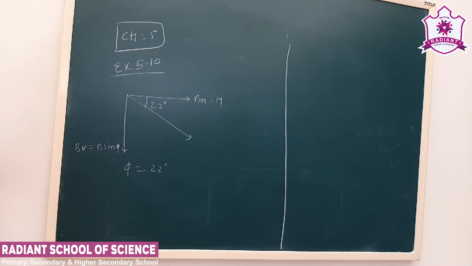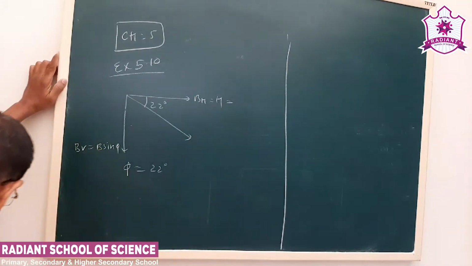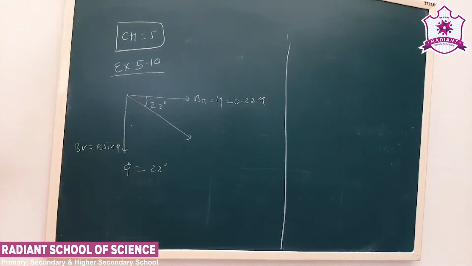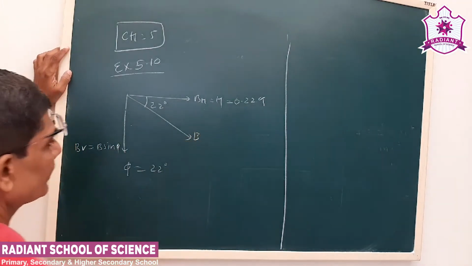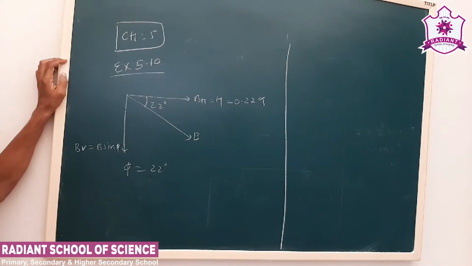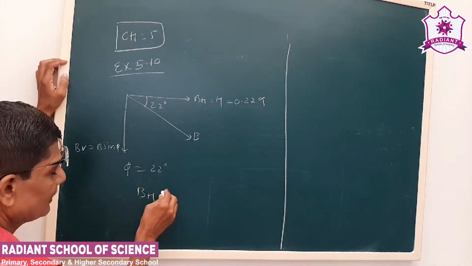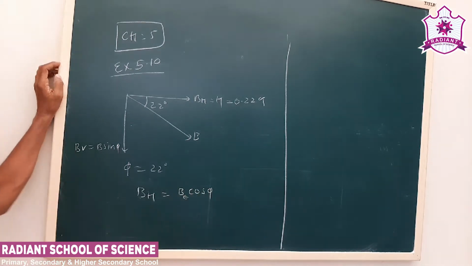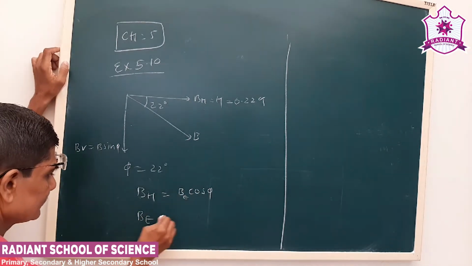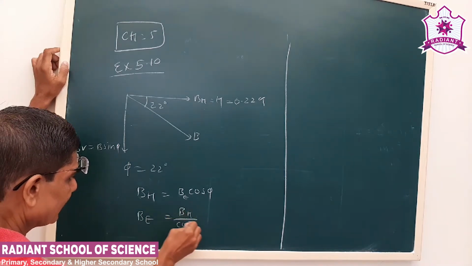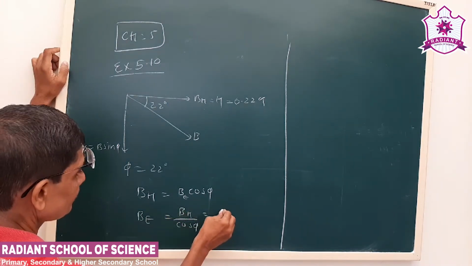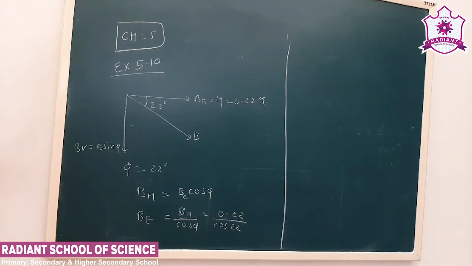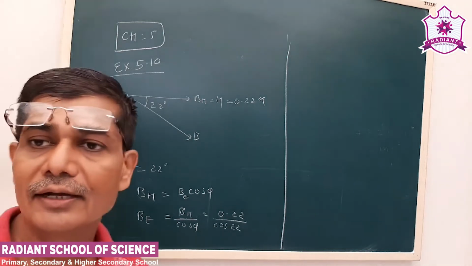Now the horizontal component of the Earth's magnetic field, that is B H, is 0.22 Gauss. We have to find out the magnetic field of the Earth. Now see, the horizontal component of the Earth's magnetic field, B H, is B cos phi. Sometimes we can write B E. So B E is B H upon cos 22 degree. Now see, cos 22 degree is not given.